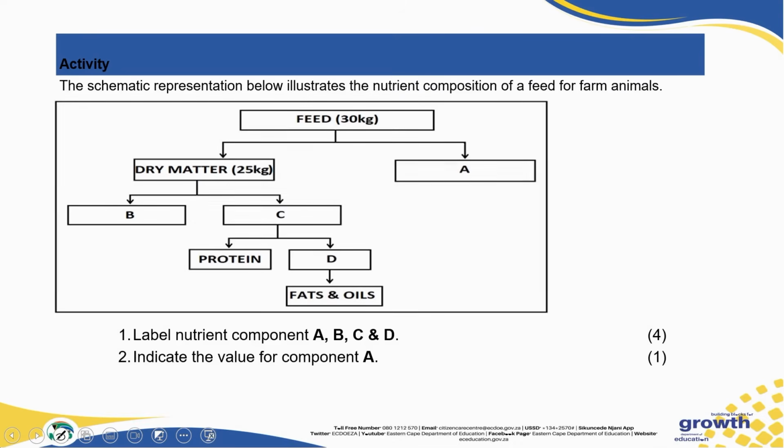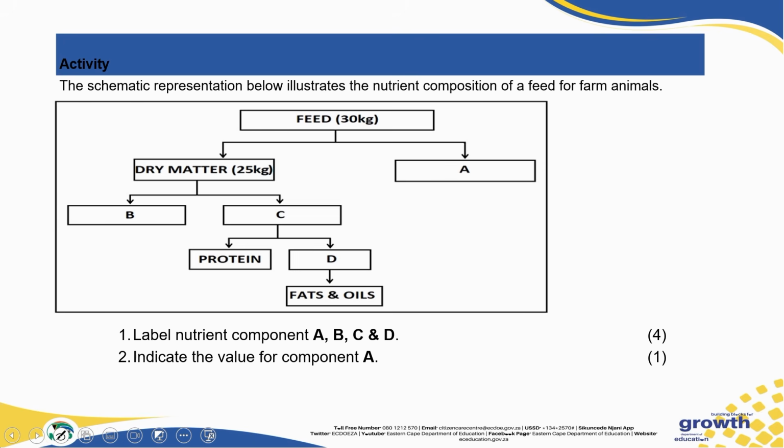So let us look at this activity. The schematic representation below illustrates the nutrient composition of a feed for farm animals. There is a feed which is 30 kgs, the dry matter. You remember when we talk of the dry matter, I said the dry matter has two parts. In a feed, we have the side of the dry matter and we have the side of the moist part. So looking at the dry matter and then A, B, C, and D, as we are looking down the table, we are able to work on that.